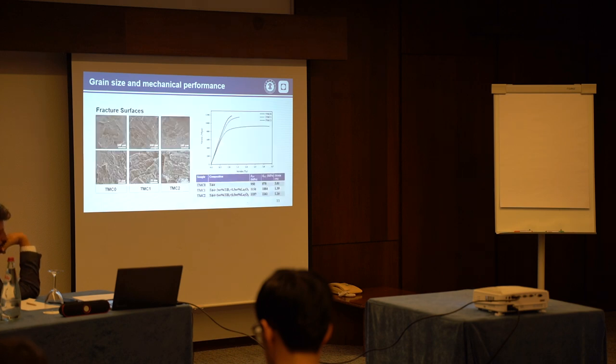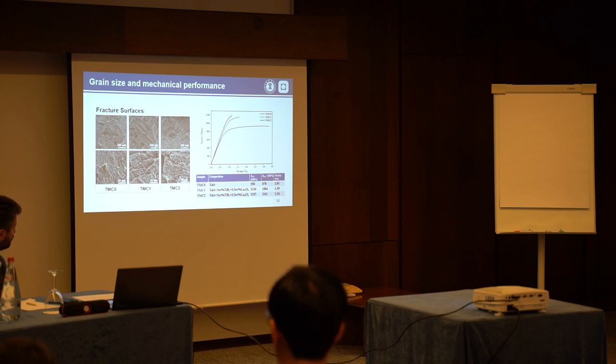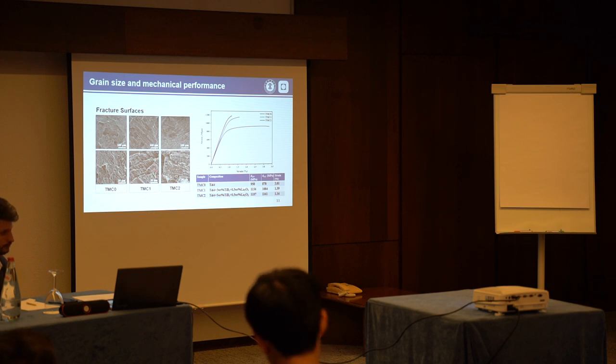This is the fracture surfaces. We can see the fracture surface of TMC0 shows ductile failure and many defects. And there are many rough blocks in the fracture surfaces of TMC1 and TMC2. This is due to the addition of the titanium diboride and lanthanum oxide.